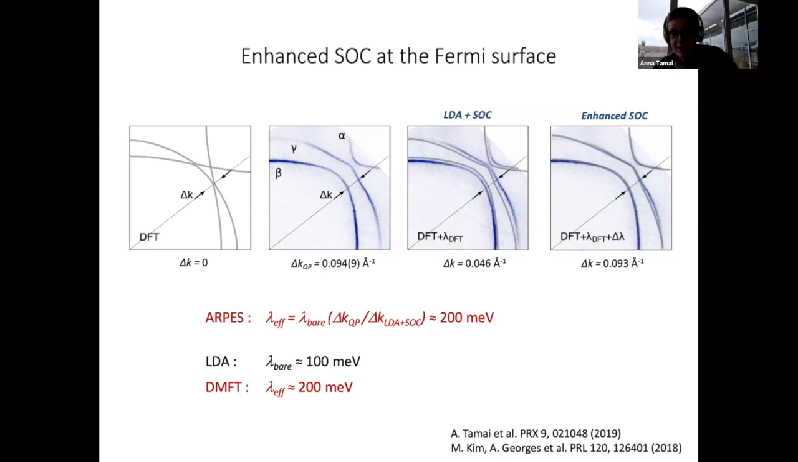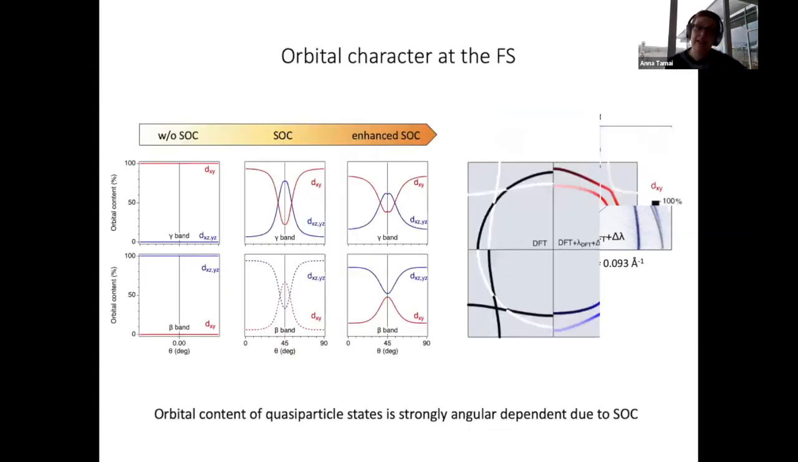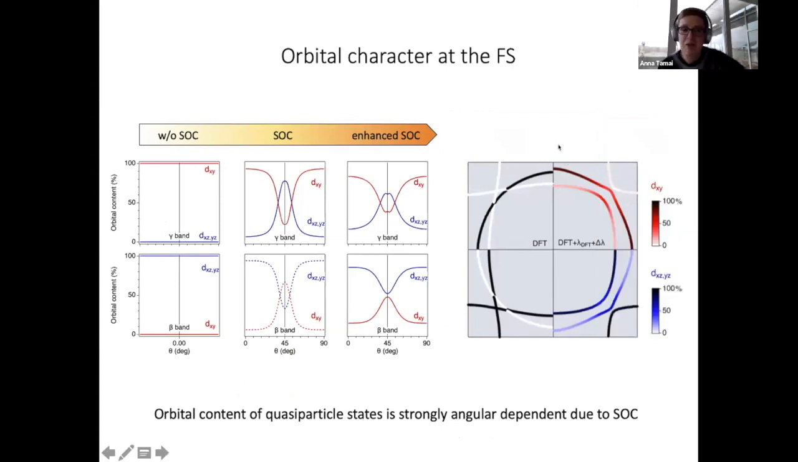And indeed, the effect of enhancing spin-orbit coupling is to produce a very large orbital mixing everywhere at the Fermi surface. So if you have zero spin-orbit coupling, these bands have a pure dxy and dxz/yz orbital character. As you turn on spin-orbit coupling, they tend to mix primarily close to the zone diagonal, but when spin-orbit coupling is enhanced by correlation, there is significant mixing everywhere along the Fermi surface.